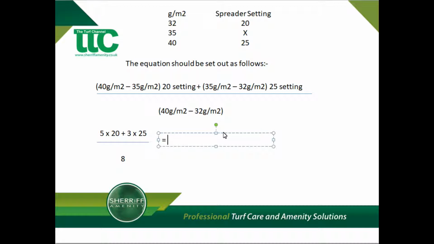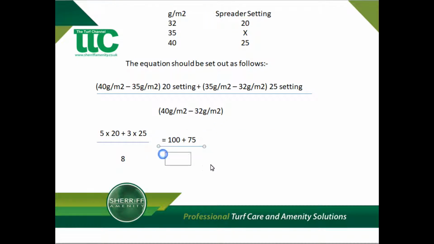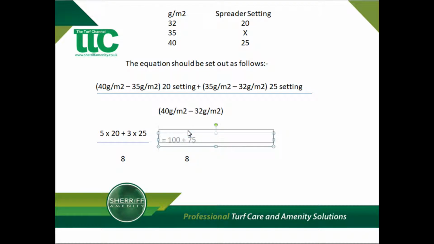So it equals 5 times 20 is 100, plus 3 times 25, which is 75, divided by 8, equals 175 divided by 8, and that equals 21.875, and that's our precise spreader setting.